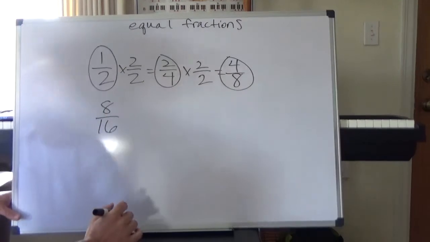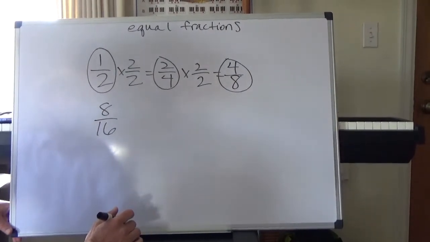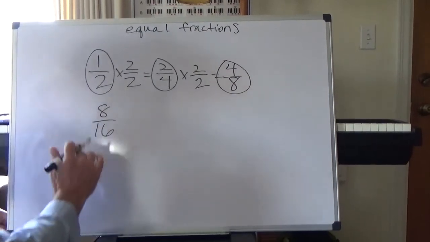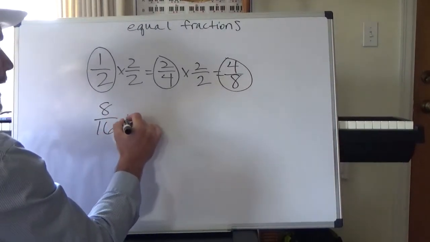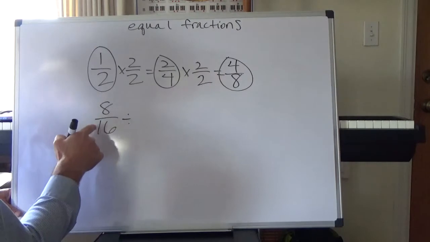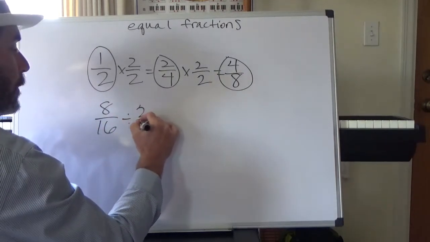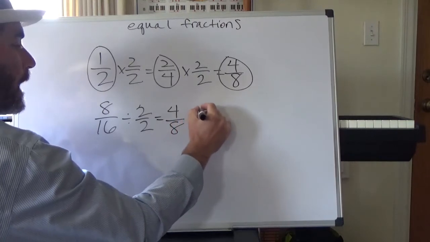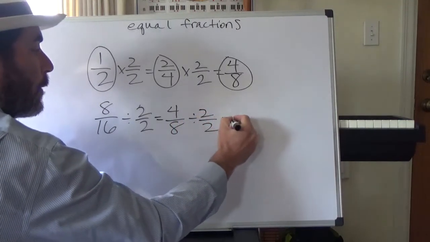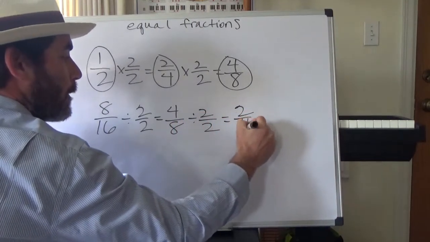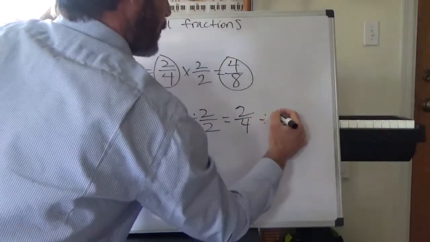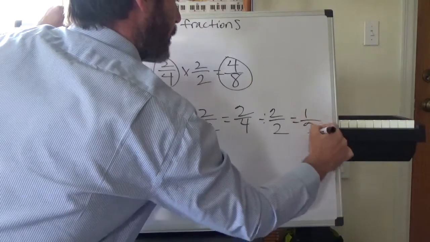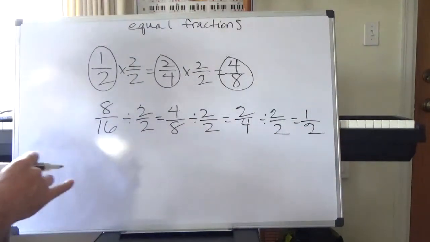8/16. Let's say I started with 8/16 and I wanted to find a fraction in simplest form or using smaller numbers. Well, I could divide that. I know these are both even numbers, so I can divide that by 2, which is going to give me 4/8. Then I could divide that again by 2/2, and I would get 2/4. I could divide that by 2/2, and I will get 1/2, and that's as small as I can go with the unit fraction of a half.